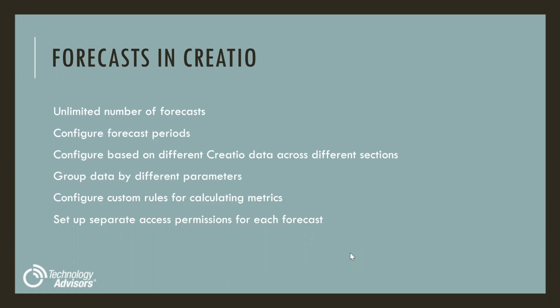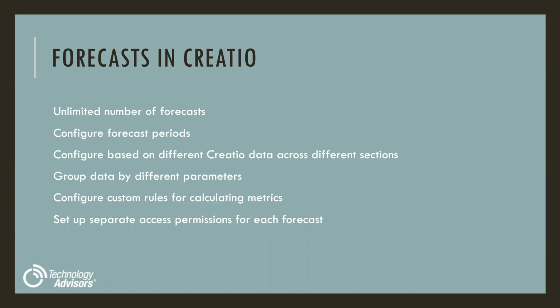Creatio allows you to configure forecasts based on different objects or entities across different sections. Every forecast in a section is displayed as a separate tab where you can configure separate properties for each forecast. A forecast entity, which is an object whose data is forecasted, can be responsible manager, sales type, product, accounts, or customer needs.